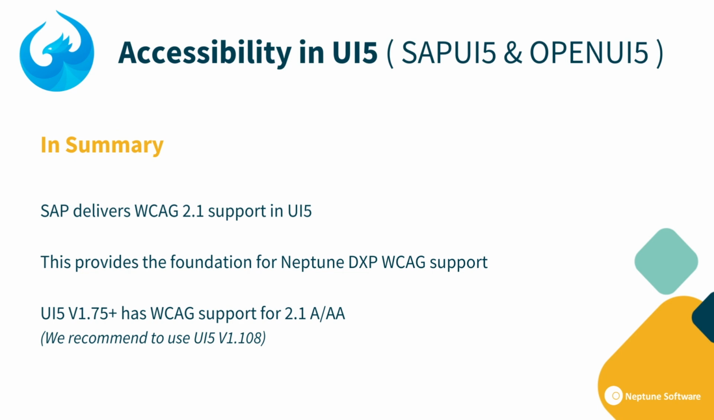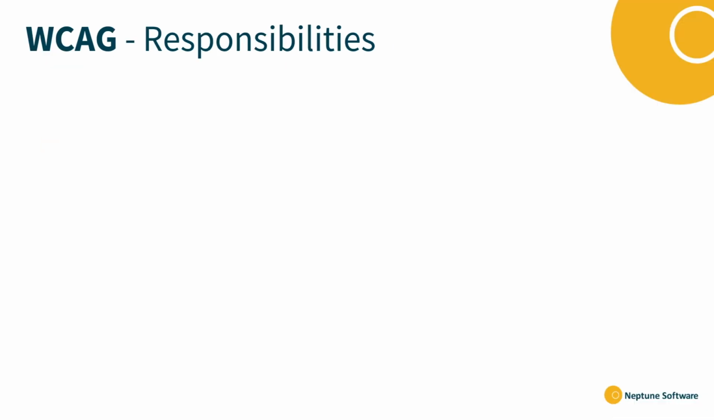SAP delivers WCAG 2.1 support in the UI5 framework, and since the Neptune DXP utilizes the UI5 framework, the platform can support development of applications that meet this accessibility standard. UI5 version 1.75 Plus has WCAG support for 2.1 A/AA. We recommend using UI5 version 1.108 or above for all the latest and greatest properties and features.